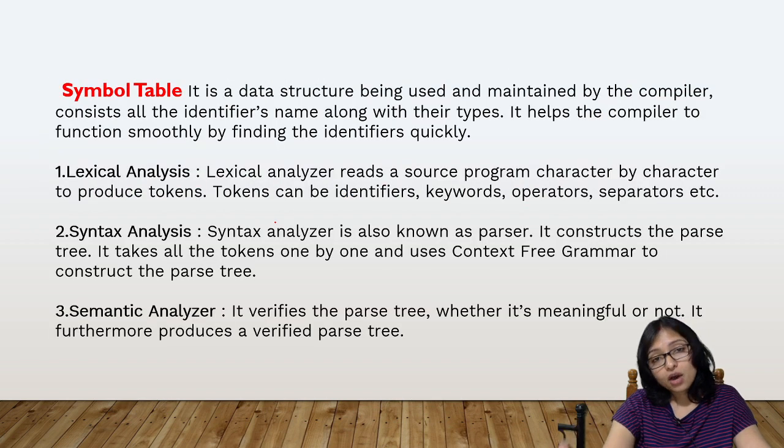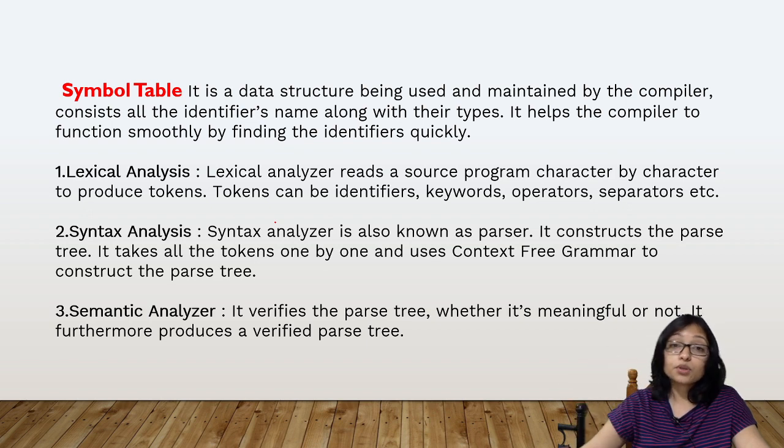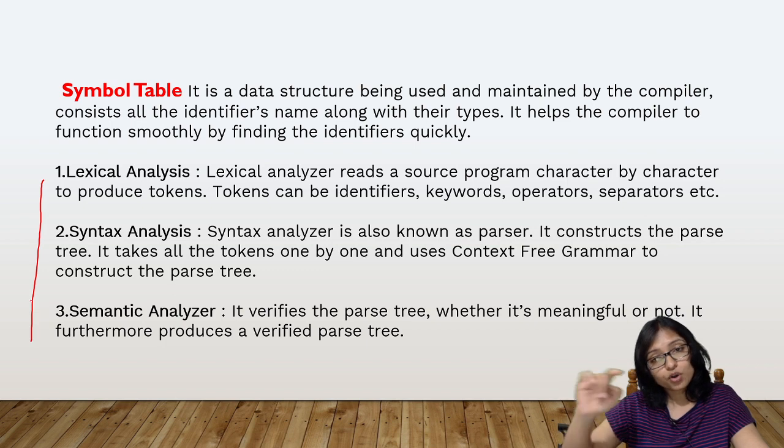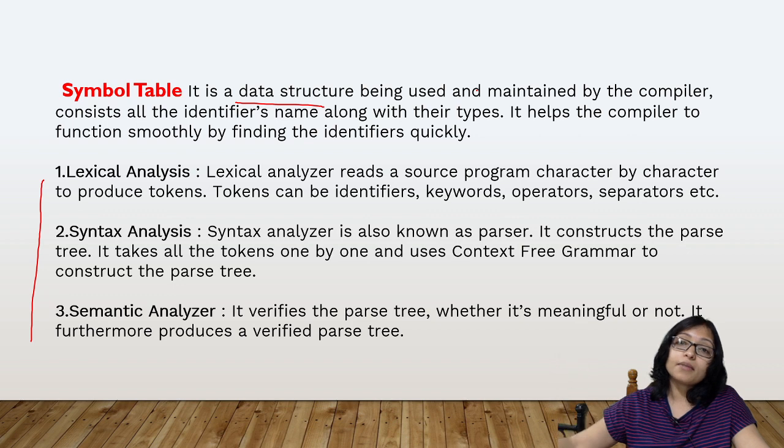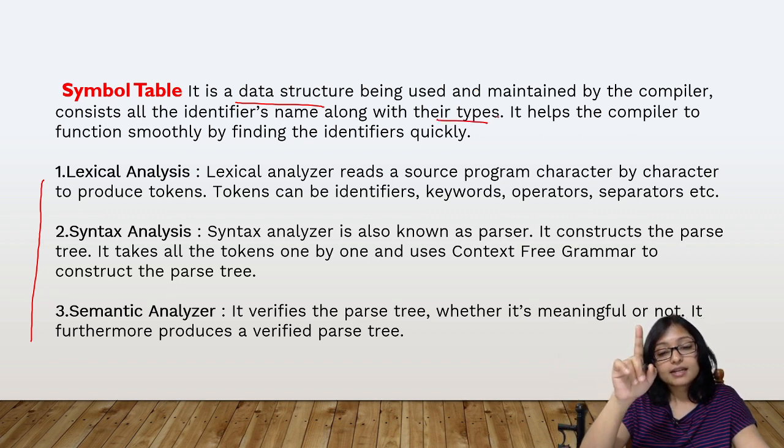Now coming to the symbol table. Why is it required? Because all of these phases need the symbol table. The symbol table is a special type of data structure used by the compiler, holding all the identifier names along with their types. Because in the lexical analysis part, you identify the identifiers.